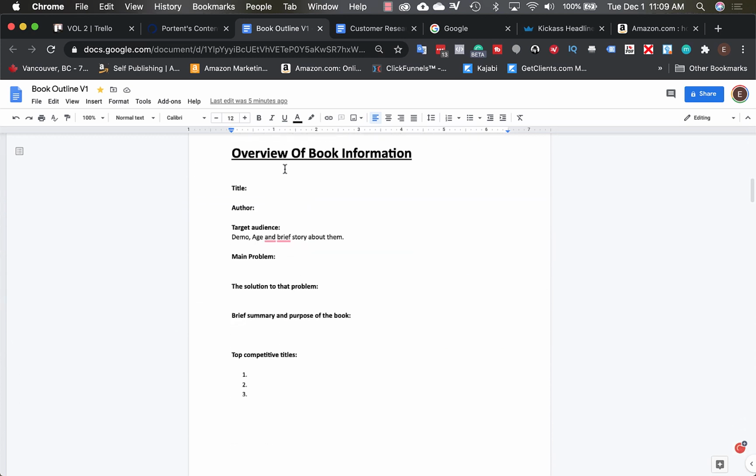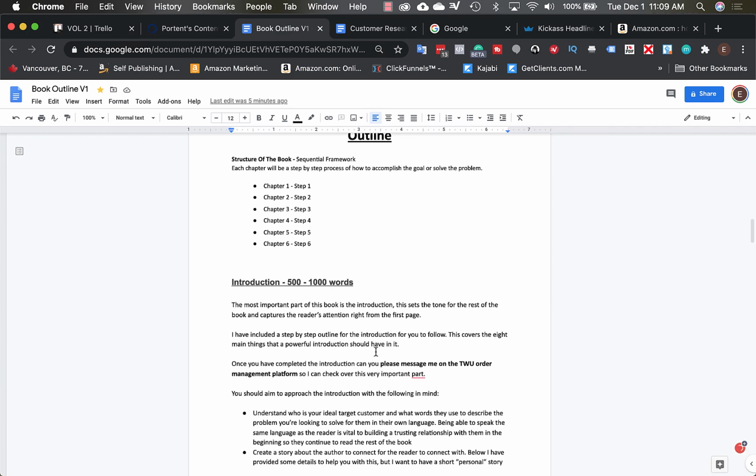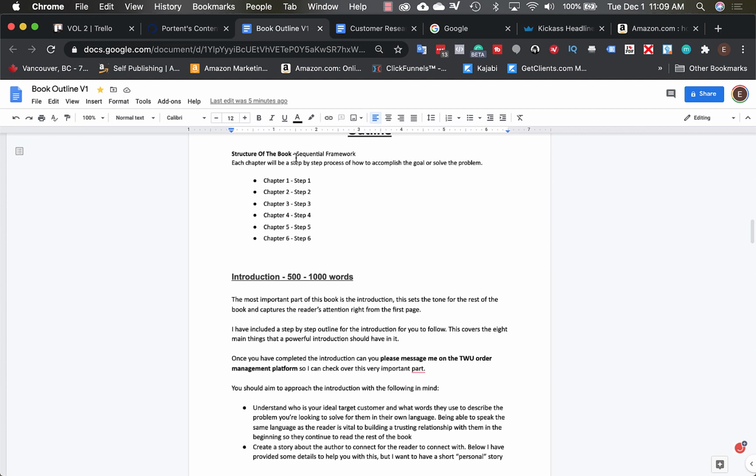Right, then we're going to fill out the information about the book, right? Target audience, main problem, solution to the problem, and then the outline. So the structure of the book, we're using this sequential format here. All right, so chapter 1, step 1, chapter 2, step 2. That's what we covered in the previous lesson.